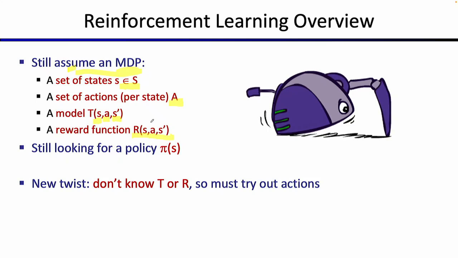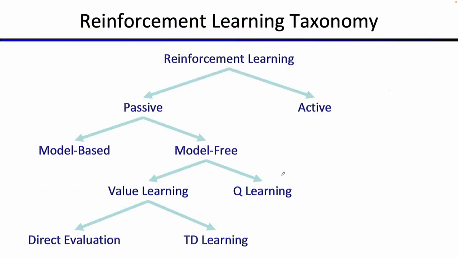That's our problem definition, and what we'll be looking for are policies pi that map states to actions to take. Usually we'll be looking for optimal policies pi that maximize expected utility or expected reward. With reinforcement learning, unlike the general MDP formulation, we don't know the transition function or the reward function. We know these two quantities exist, but we don't have access to them. So we must actually act in the world and try out a bunch of actions.